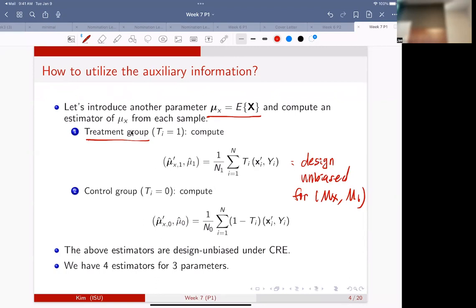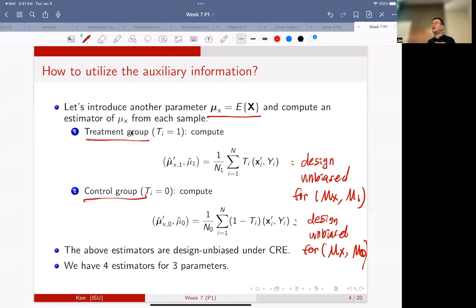For the control group, we can also construct two estimators, which are design unbiased for mu_x and mu0. Okay. So I have four estimators, 1, 2, 3, 4. I have four estimators, and how many parameters? 3 parameters, right? Because mu1, mu0, mu_x. So 3 parameters with 4 estimators.